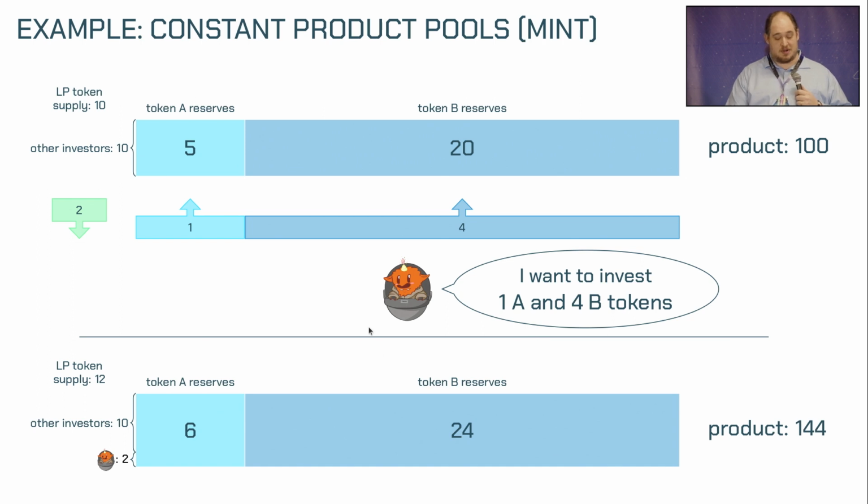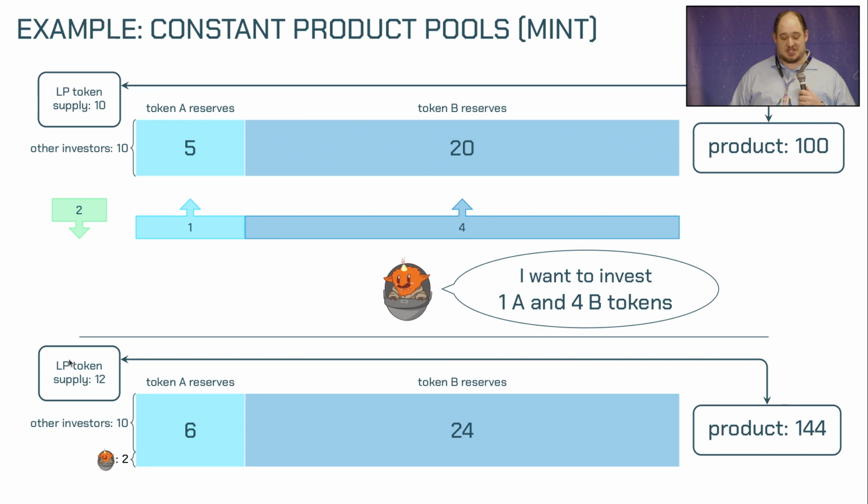But also the number of LP tokens in the pool goes up. And I just want to point out, to make the math work out, the number of LP tokens squared should be the same as the product. So before it was 10 times 10 is 100. After it was 12 times 12, 144.